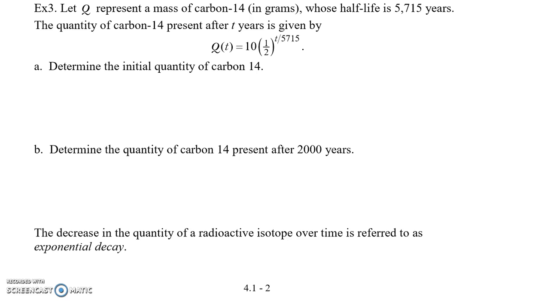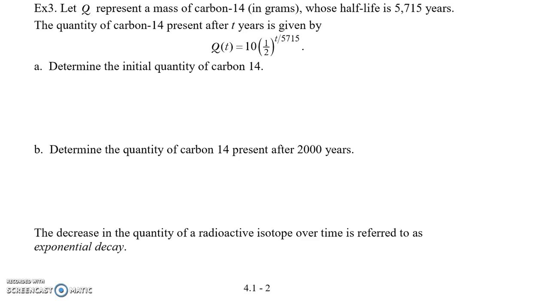Moving on to our next example, example 3. Another exponential function. Let Q represent a mass of carbon-14 in grams whose half-life is 5,715 years. Carbon-14 is used in a process called carbon-14 dating, which is used to identify the ages of certain artifacts, for example. The quantity of carbon-14 present after t years is given by Q of t equals 10 times 1/2 raised to the exponent t over 5,715.